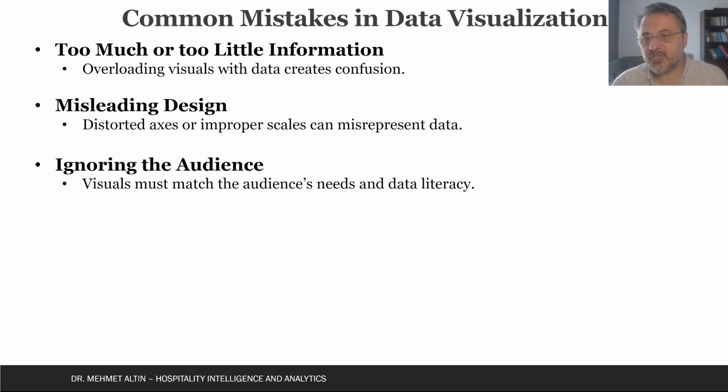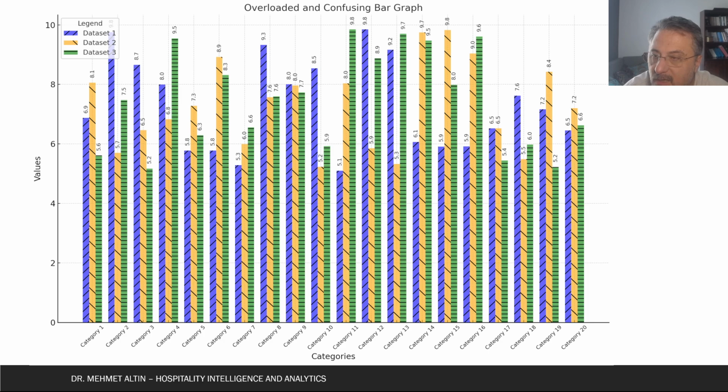While data visualization is powerful, it is easy to make mistakes that reduce its effectiveness. Let's highlight some of the most common pitfalls and how to avoid them. You can have too much or too little information. One of the biggest mistakes is trying to show too much at once. Overloading a chart with too many data points, colors, or labels creates confusion instead of clarity. For example, a bar chart comparing revenues across 20 categories will overwhelm the viewer, right?